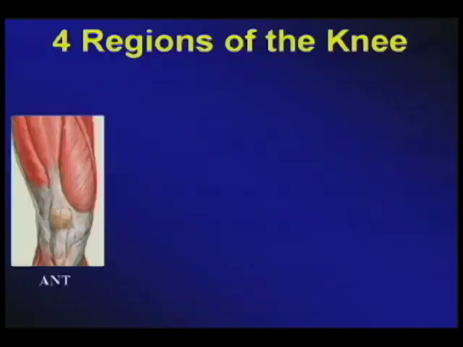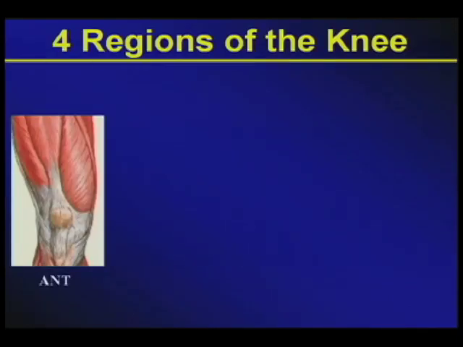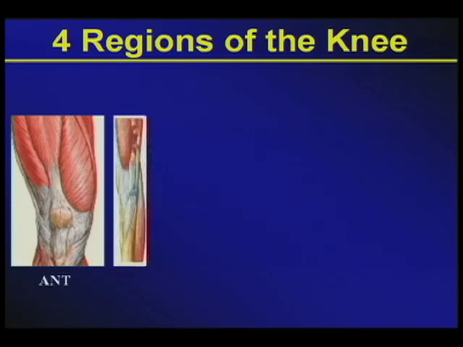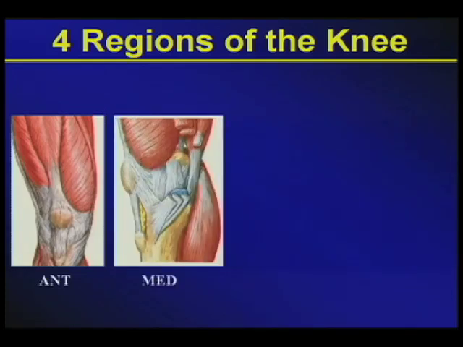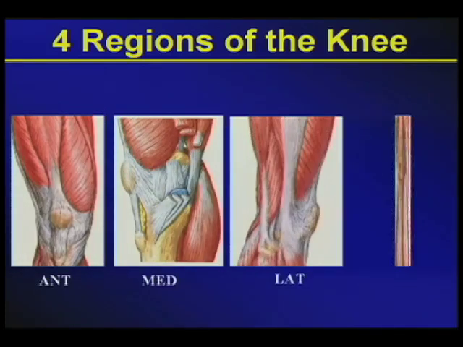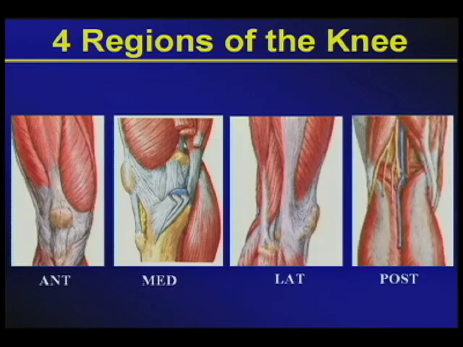of this joint. Like we said before, one of the approaches to looking at a joint is looking at the regions. In the case of the knee, you've got the four regions, starting with the anterior. We could go through the medial part of the knee, then the lateral, and finally the posterior area.